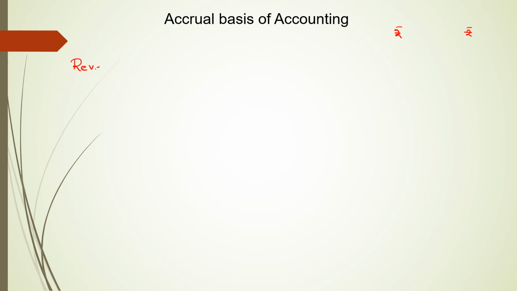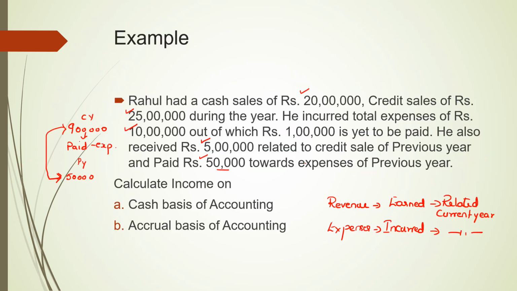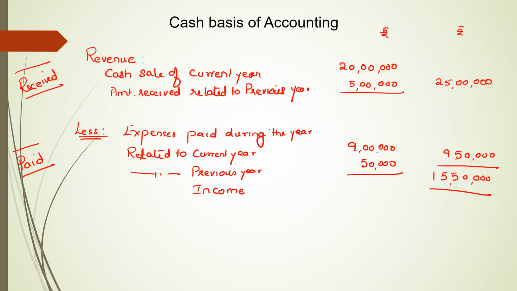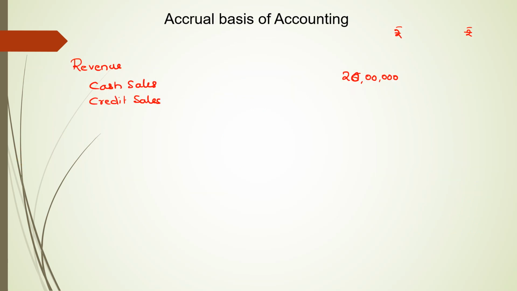So what would be the revenue? The revenue would be the cash sales which has been made during the year, and the credit sale. Cash sale is 20 lakh and the credit sale is of 25 lakh. So total sales during the year, which is an income, is 45 lakh. This is the revenue earned related to current year.